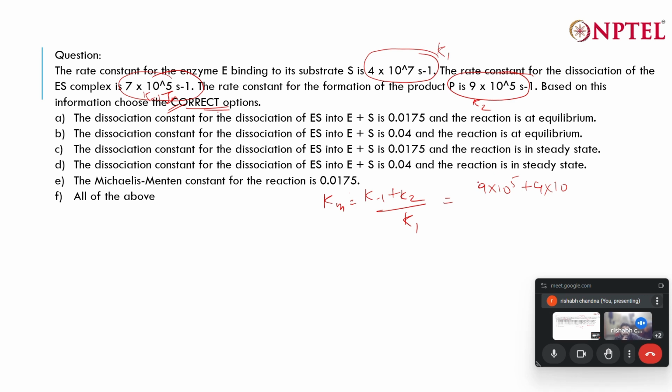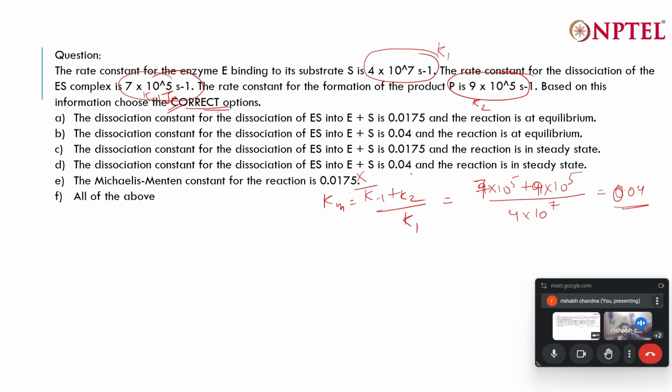no, sorry, this would be (7 into 10 to the power 5 plus 9 into 10 to the power 5) by 4 into 10 to the power 7. So this would roughly come around 0.04, not 0.0175. So the Km, or the Michaelis-Menten constant, for this reaction is 0.04. So the option E is definitely not correct.